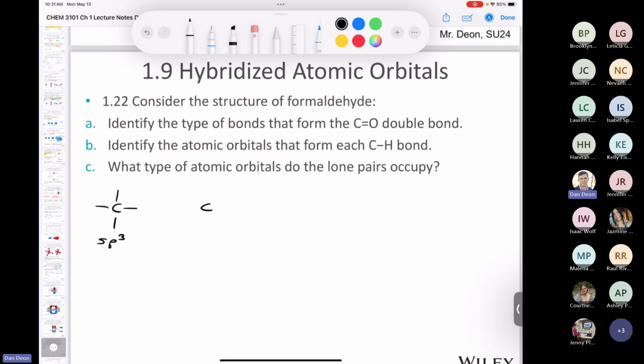If you have a carbon that has a double bond and 2 single bonds, it's got a steric number of 3. So therefore, it's sp2 hybridized. And if you have a carbon that has a steric number of 2, it's sp hybridized.